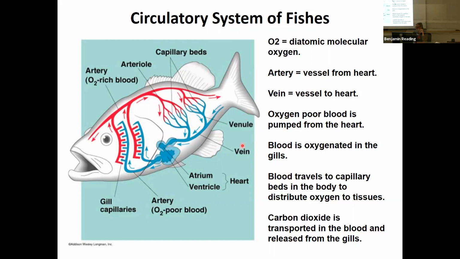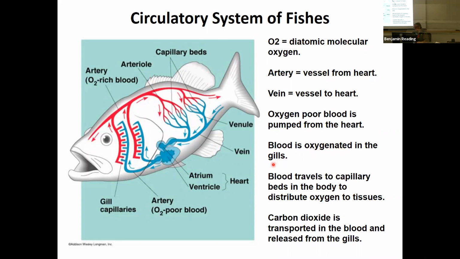Oxygen-poor blood is pumped from the heart, typically to a structure that picks up oxygen, whether that be a lung in, say, the lungfish, or in, say, the gars or the bowfin or other organisms which actually can use the physostomous swim bladder to function like a lung, or for most fishes, the gill.